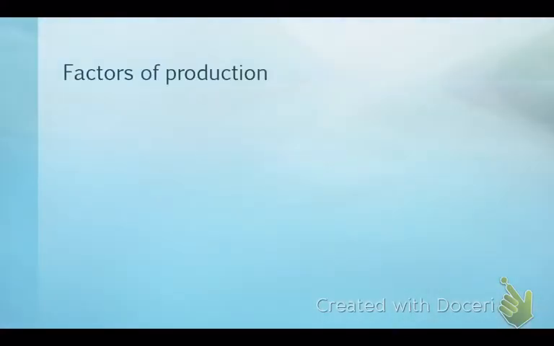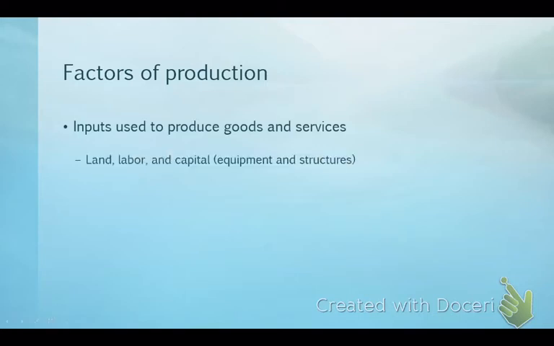So factors of production. There are 3 common factors of production that you think about in economics. Anybody know what they are? They all begin with, well, 2 of them begin with L, one of them with C. Labor is one. Land is another. Capital. Land, labor, and capital. You probably have heard that before. All right, so the factors of production are inputs used to produce goods and services: land, labor, and capital.